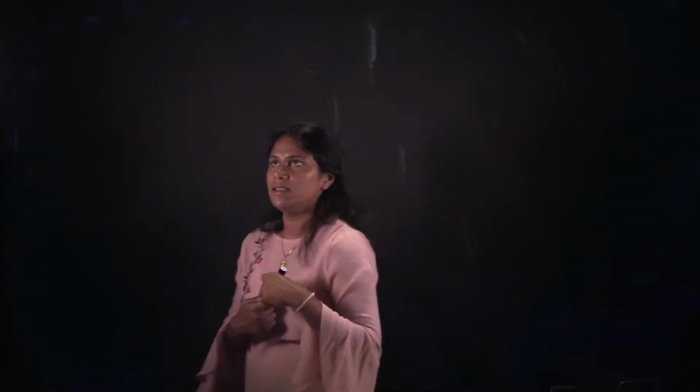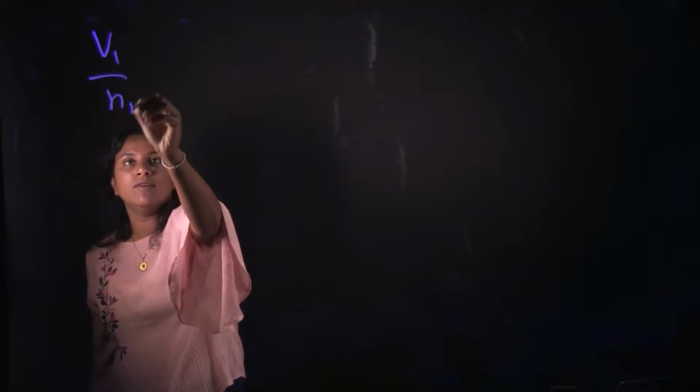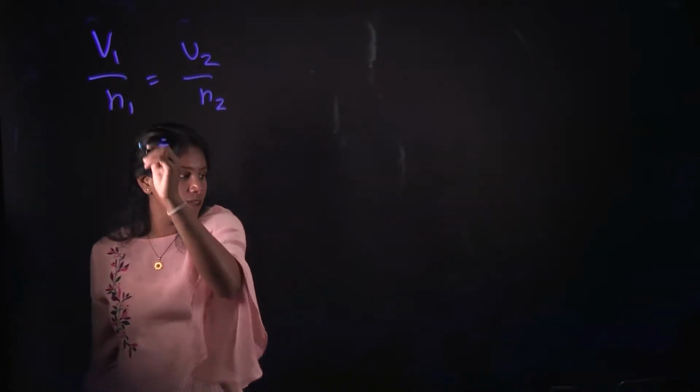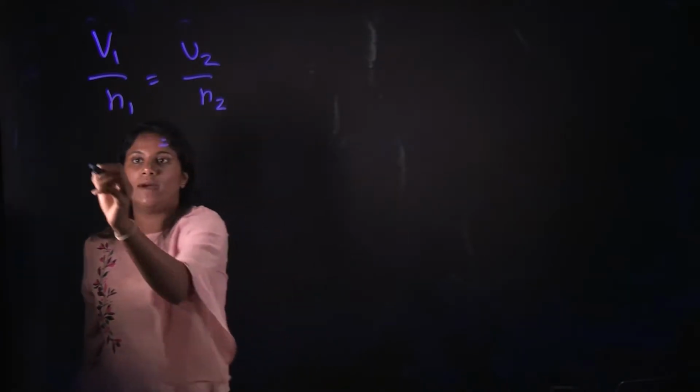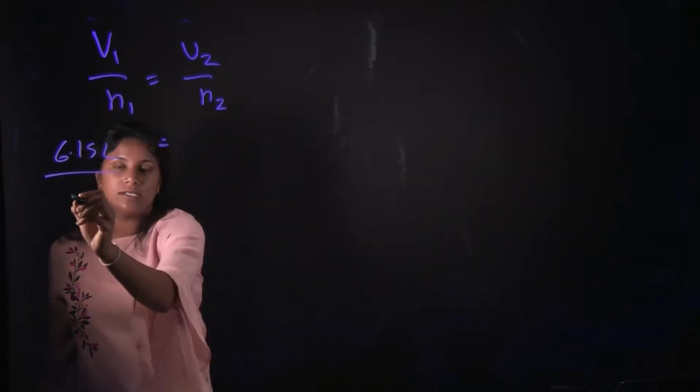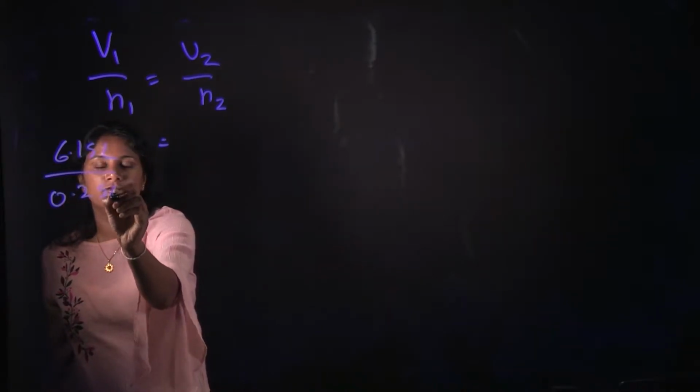So let's look at the answer. It is V1 divided by N1 equals V2 divided by N2. V1 is 6.15. N1 is 0.254 moles.